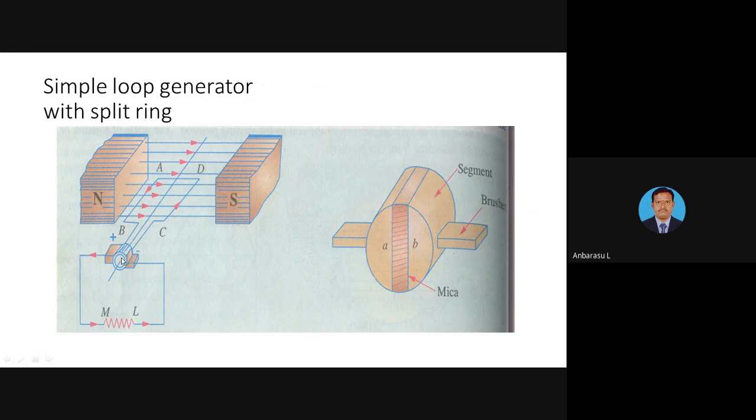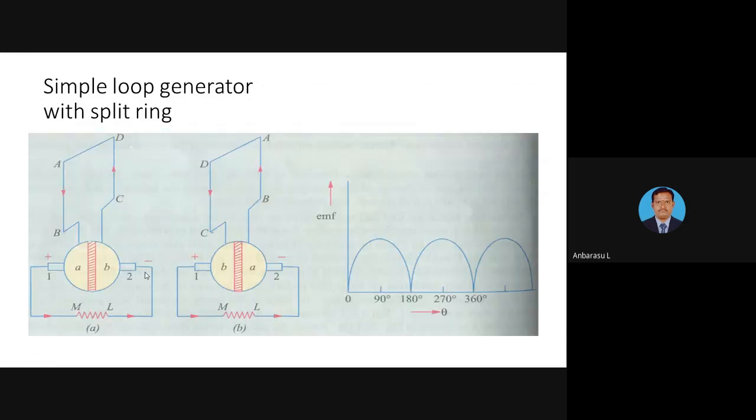Here the two brushes are connected across the external circuit. So with the help of the split ring, how do we convert the alternating induced EMF into unidirectional DC? Let us see. Here is the one half revolution, and the A to B, C to D current direction is shown. The one half revolution is 0 degree to 180-degree rotation.